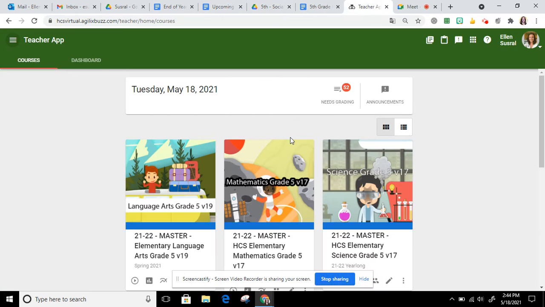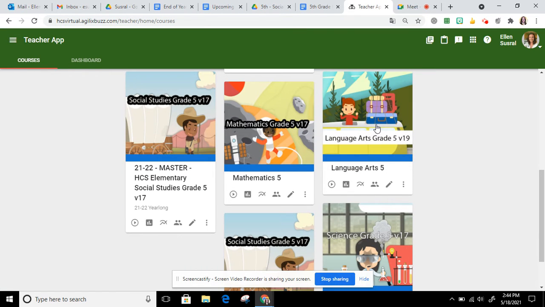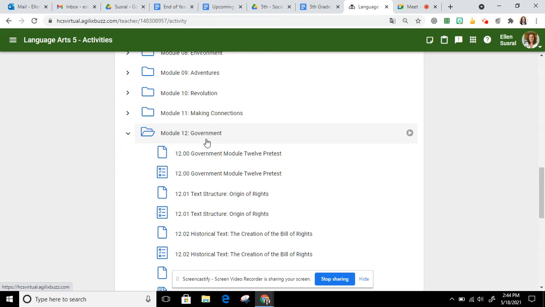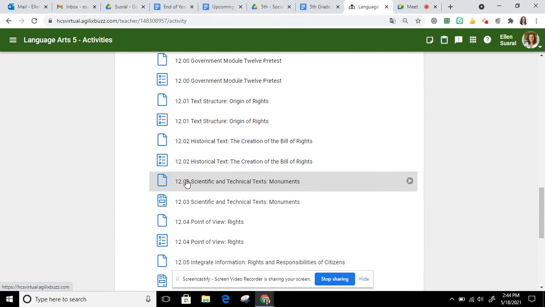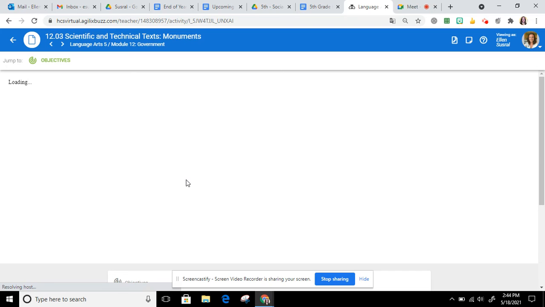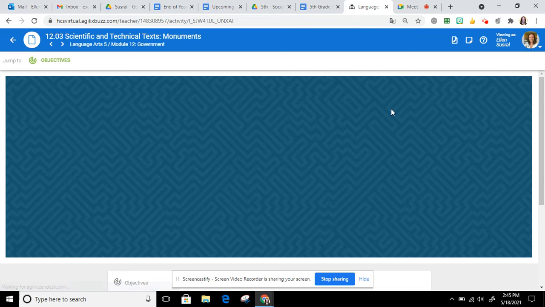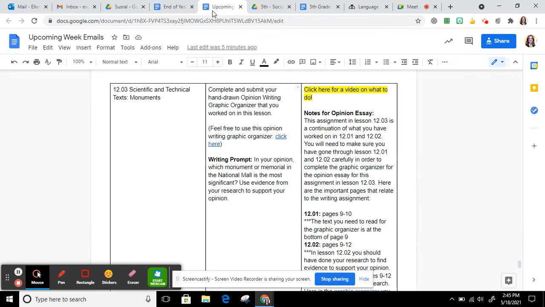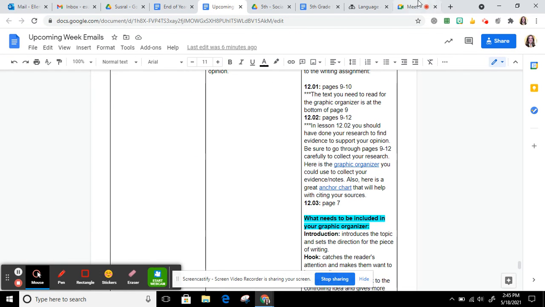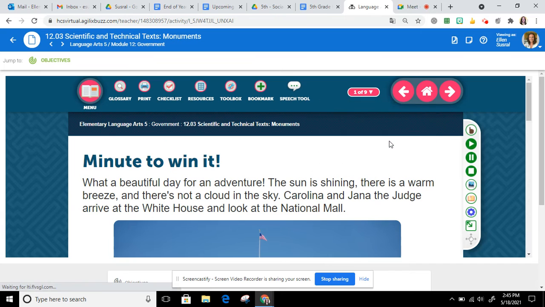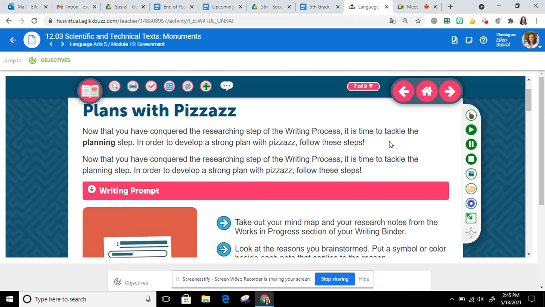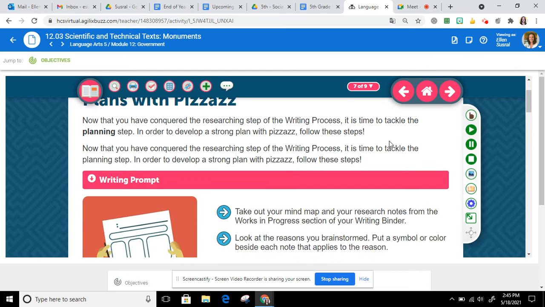I'm just going to jump on Buzz real quick. You're going to go to your language arts course, and to find lesson 1203, you're going under module 12, 1203. And again, on page 9 is where you're going to do most of your work for lesson 1203. I'm sorry, not page 9. Let's take a look. Page 7. So you're going to go to page 7, and this is where the writing piece comes in lesson 1203. So it walks you through how you're going to plan your graphic organizer.